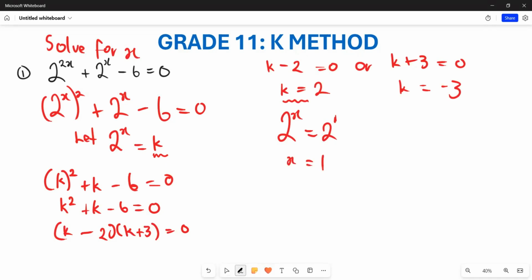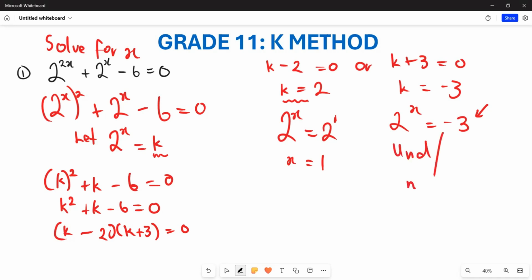Now on this side, what is it that you're going to have? You're going to say 2 to the power of x is equal to negative 3. And whenever you have 2 to the power of x equal to a negative value, the solution you are going to find is always going to be undefined.